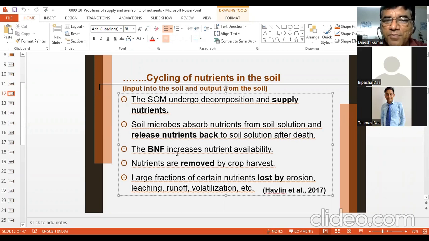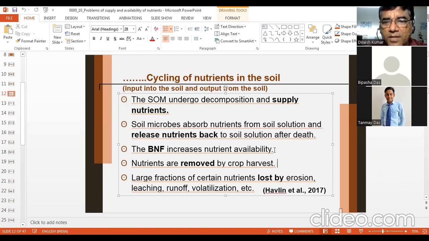The biological nitrogen fixation increases nutrient availability, because you know that when legumes fix nitrogen, there is concurrent transfer of nitrogen into the soil. Some of the nitrogen fixed in root nodules also leaches down, and that can be part of the soil solution. So it may increase nitrogen concentration in soil solution. Biological nitrogen fixation by legumes or by some other bacteria.